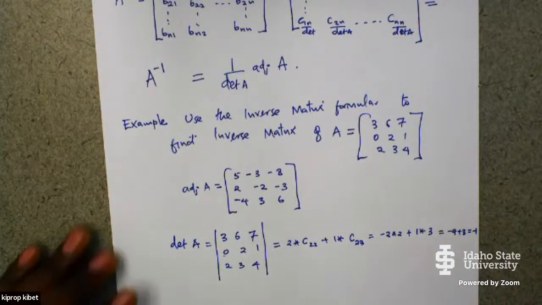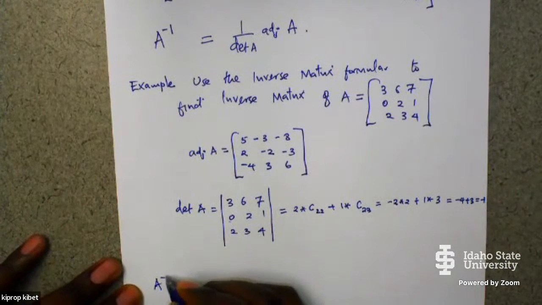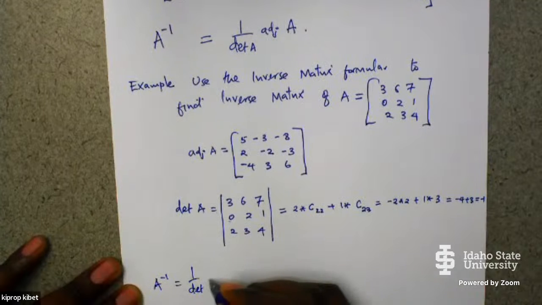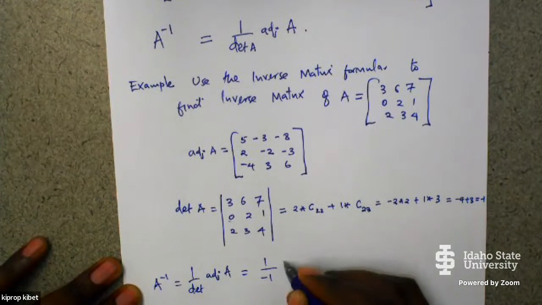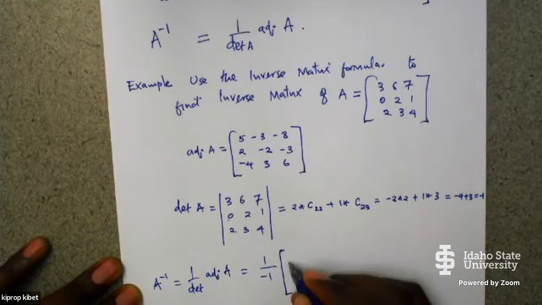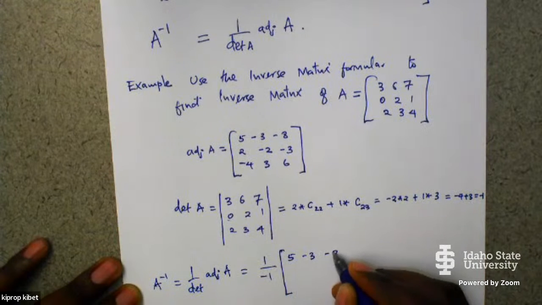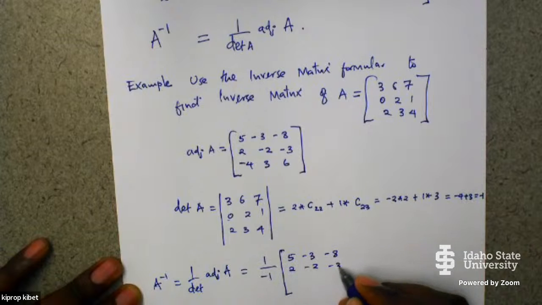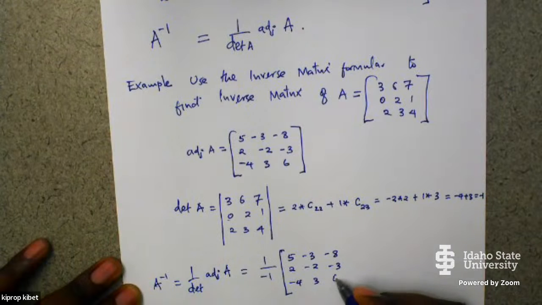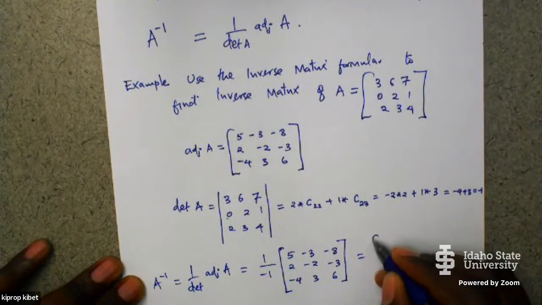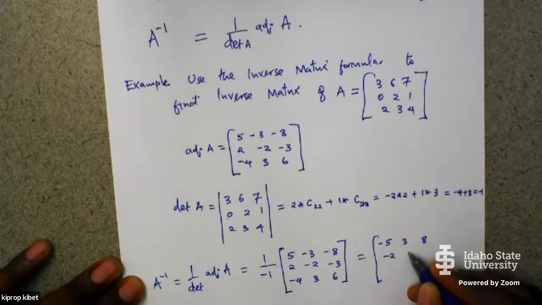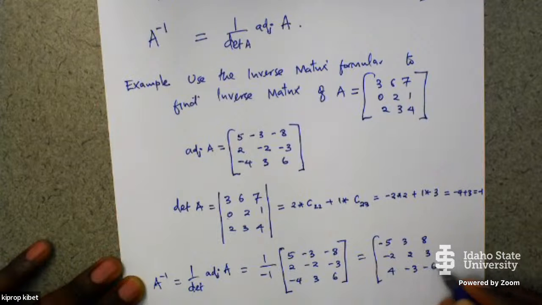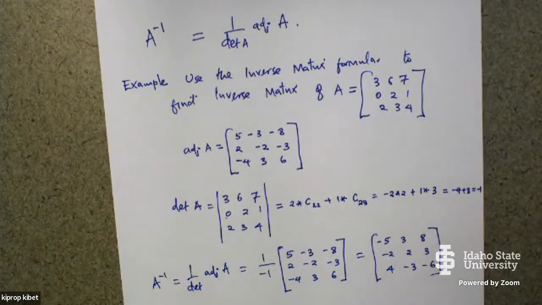So therefore, A inverse is equal to 1 over the determinant times the adjoint of A, which is 1 over -1 times [5, -3, -8; 2, -2, -3; -4, 3, 6], which is the same as [-5, 3, 8; -2, 2, 3; 4, -3, -6]. So you distribute the negatives there.